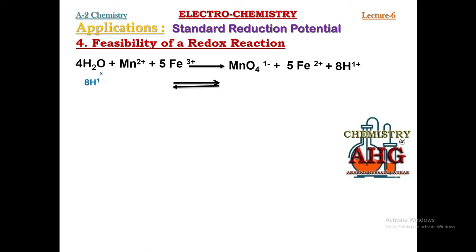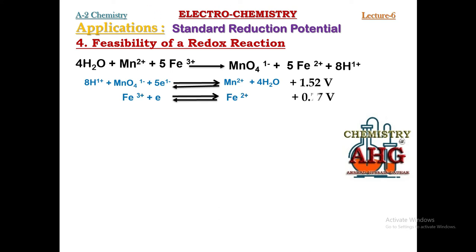First equation would be for MnO4- becoming Mn2+. Now this is one half cell that we have used in this chemical equation. What will be the standard reduction potential of this half cell? You can get it from the data booklet. It is +1.52 volt, and the other half cell that we are using in this reaction is Fe3+ becoming Fe2+. What is the reduction potential of this?